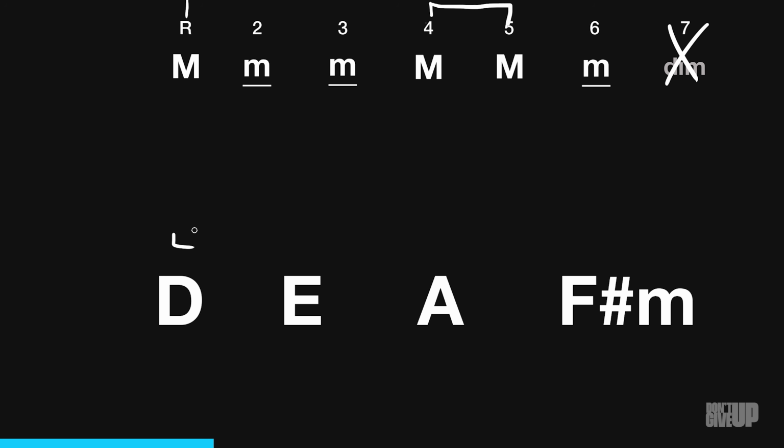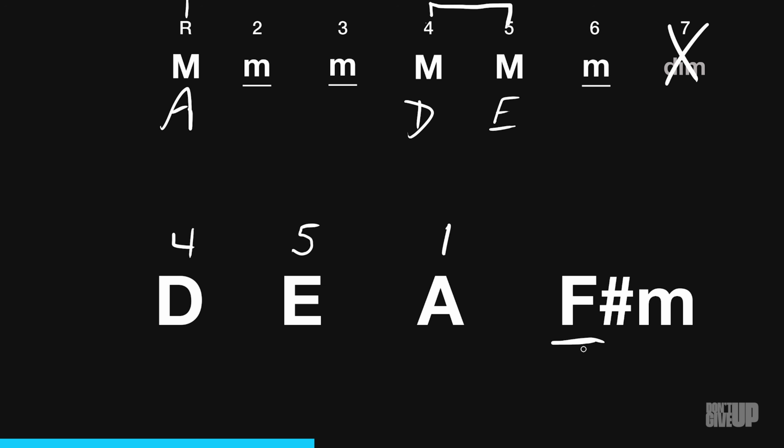This would be our 4, and that would be our 5. So once we've identified our 4 and our 5, the rest falls into place. If the D is our 4 and the E is our 5, well, that means the A then is our 1 chord. I mean, there's no other place in the key for that to go. So then we only have 1 chord left, don't we?